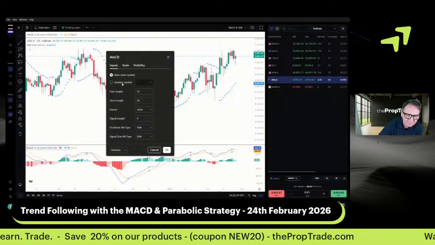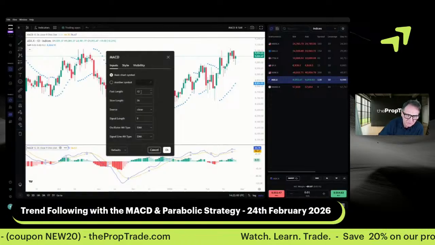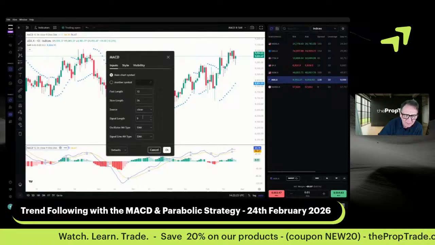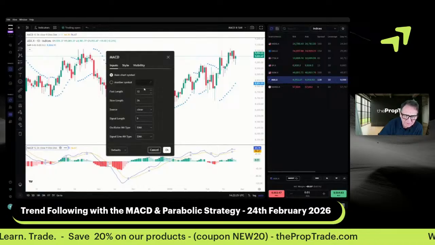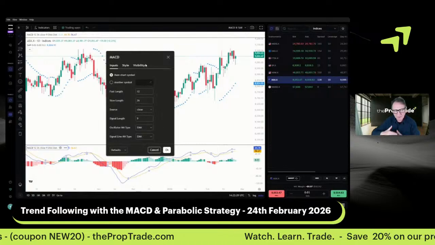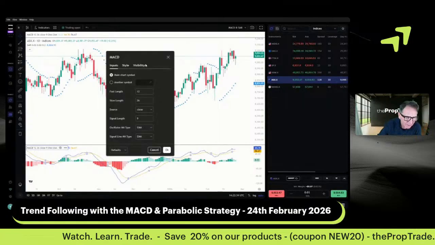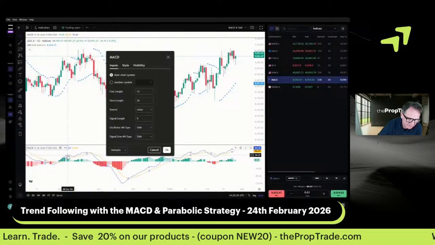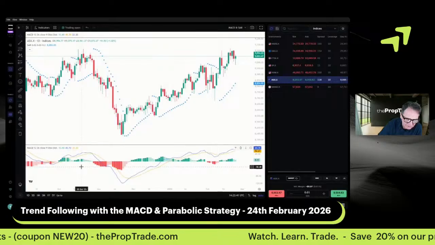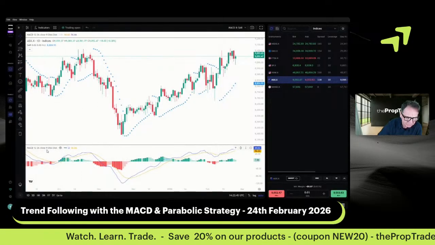So the key settings are the fast, the slow, and the signal length. The fast is set at 12 default, slow gives us 26, and the signal length is 9. So 12, 26, and 9. These are exponential moving averages, and the distance between the MACD line and the signal line, the yellow and the blue line here on the chart, and the histogram is the distance between the two EMAs.